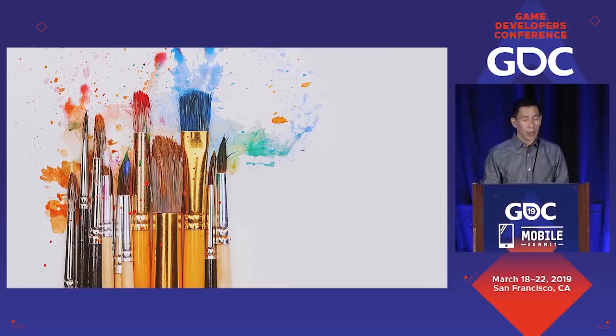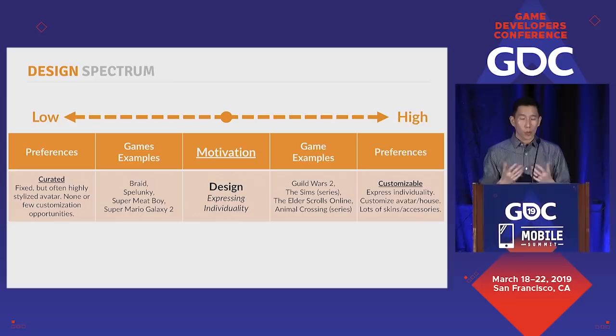In our data, games like Guild Wars 2, The Sims, and Animal Crossing had some of the highest design scores. This makes sense, given the large range of customization opportunities in these games. But on the low end, we don't find bland or abstract games. In our data, some of the games with the lowest design scores included Braid, Super Meat Boy, Super Mario Galaxies, games with very unique styles and creative visions.